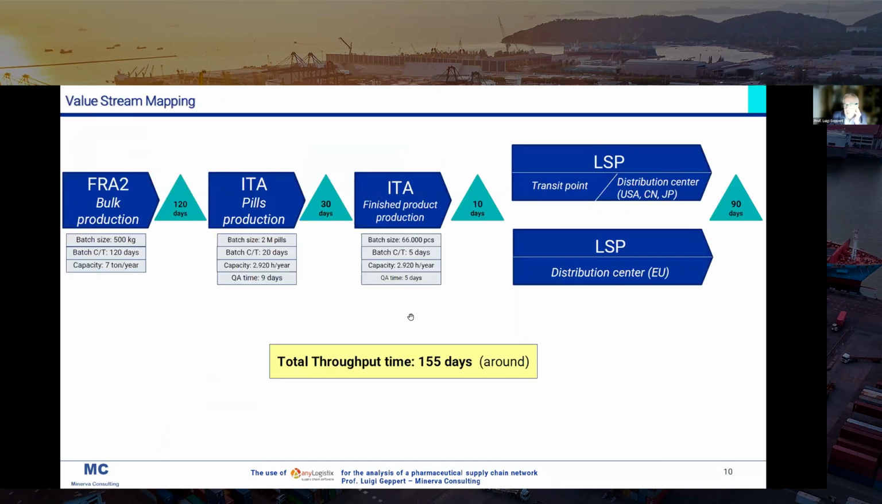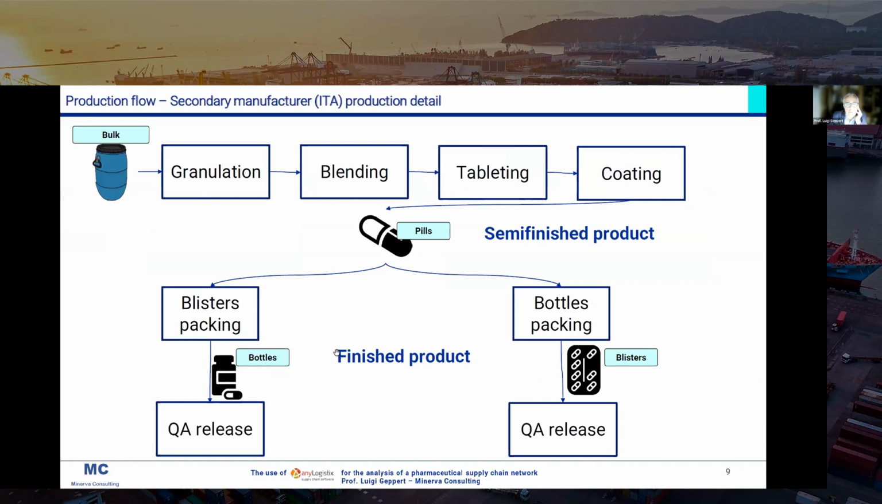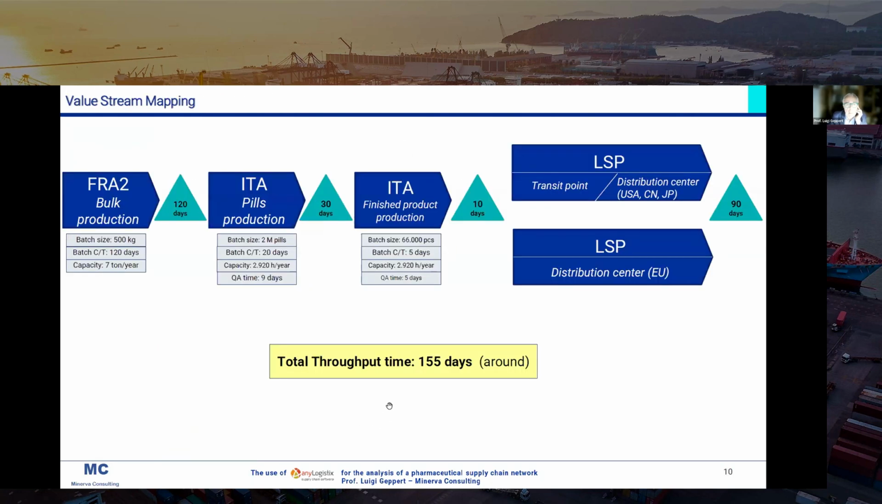And then, as far as the finished product is concerned, the pills have to be put in bottles and or in blisters, accompanied by quality assurance and quality investigation. This is a value stream mapping with some technical components related to each step of production: batch size, batch cycle time, and capacity. And the total throughput time is around 155 days.